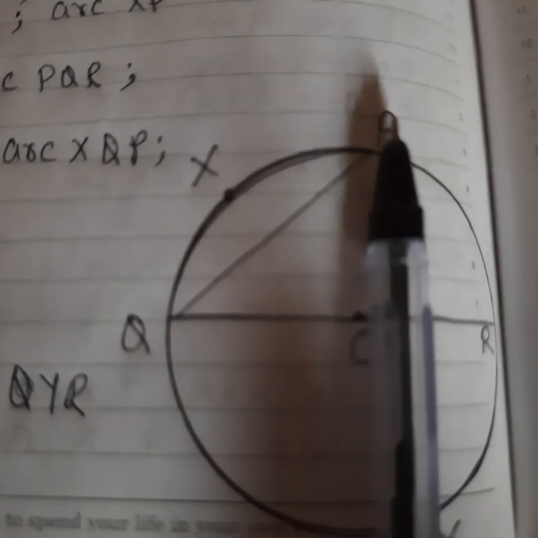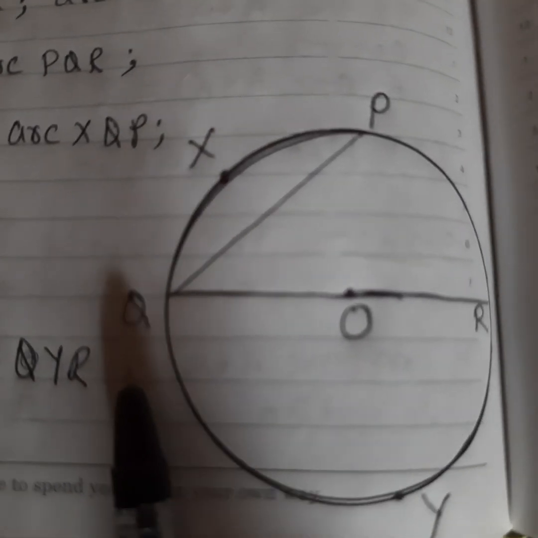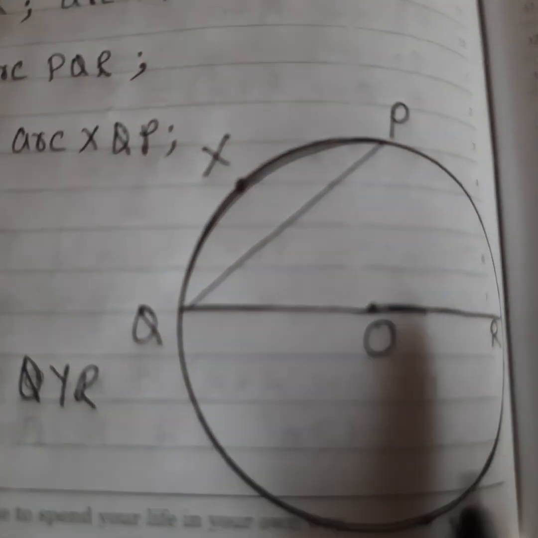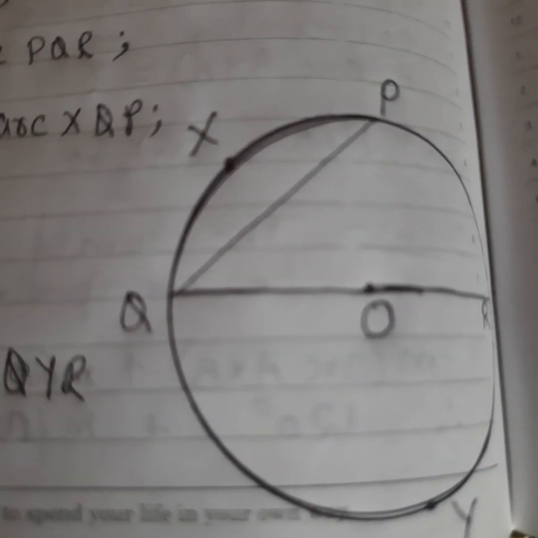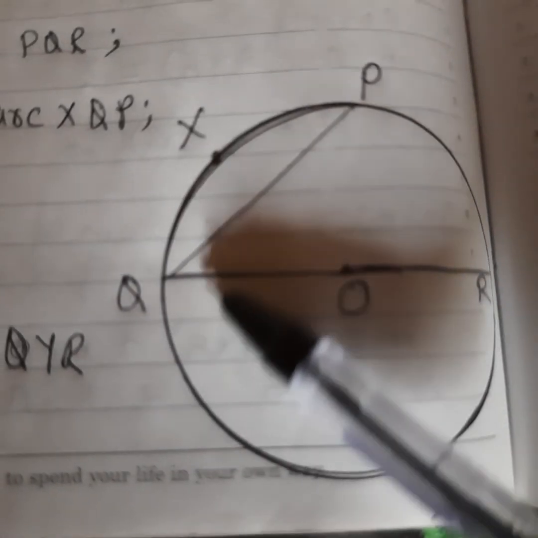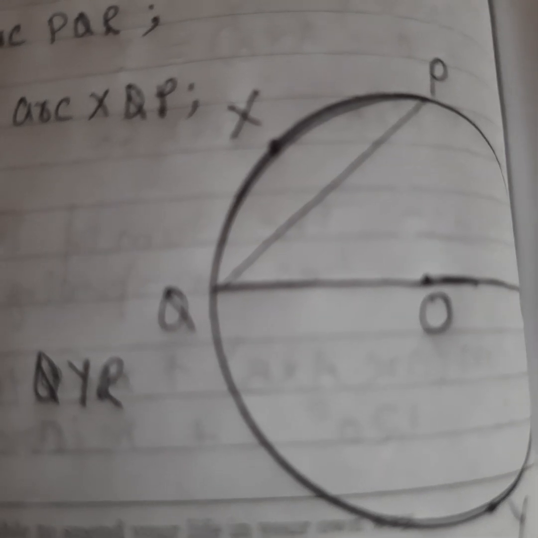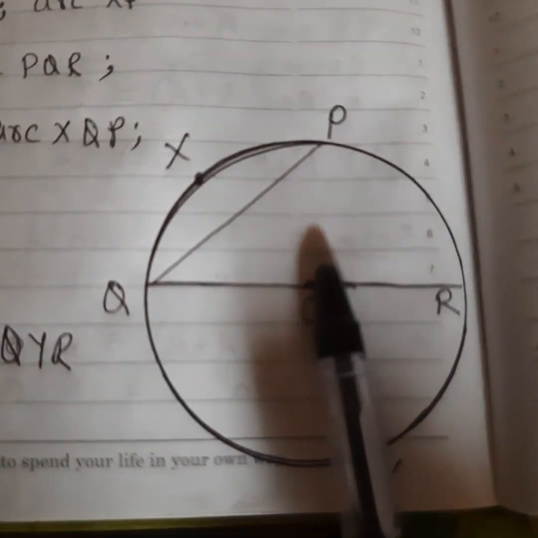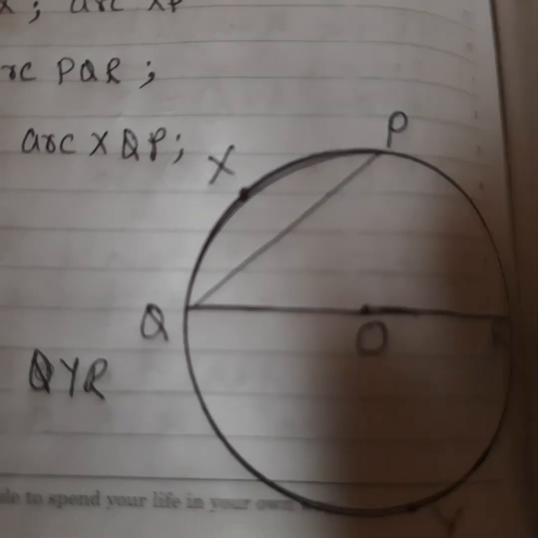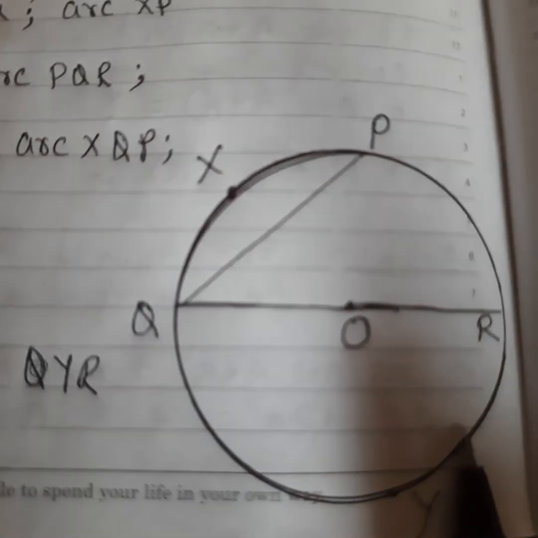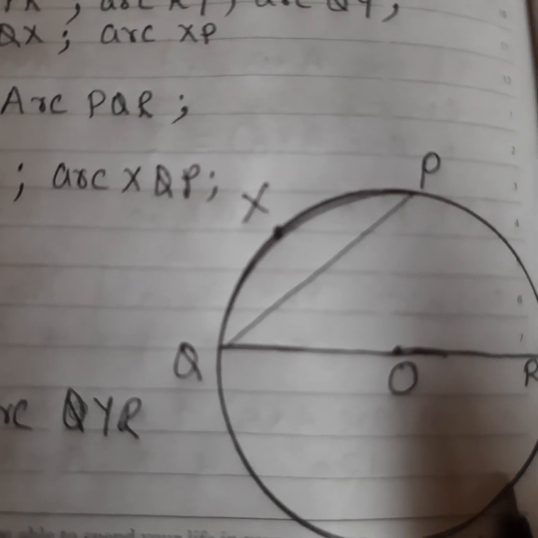So arc PXQ and arc PYQ, that is this side you can see arc P, here you can see the Y and Q. Okay. So also there are some other points. R is also on this side. Okay. So if you want you can take arc PRY also. Okay. Now we have to name the minor arcs and major arcs.